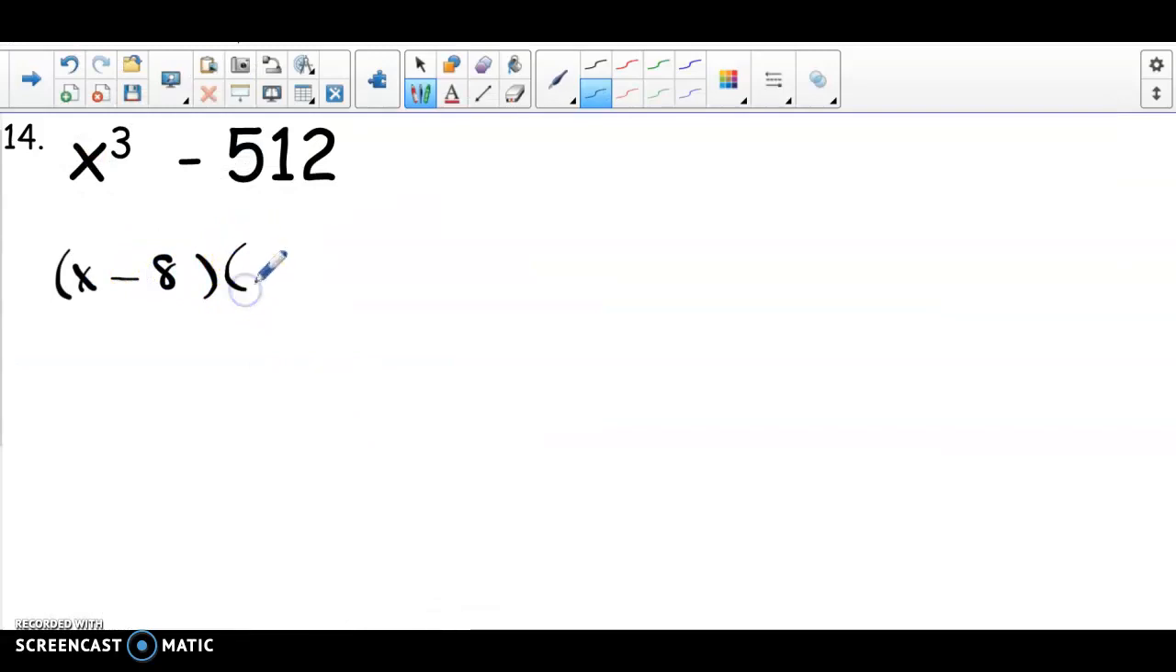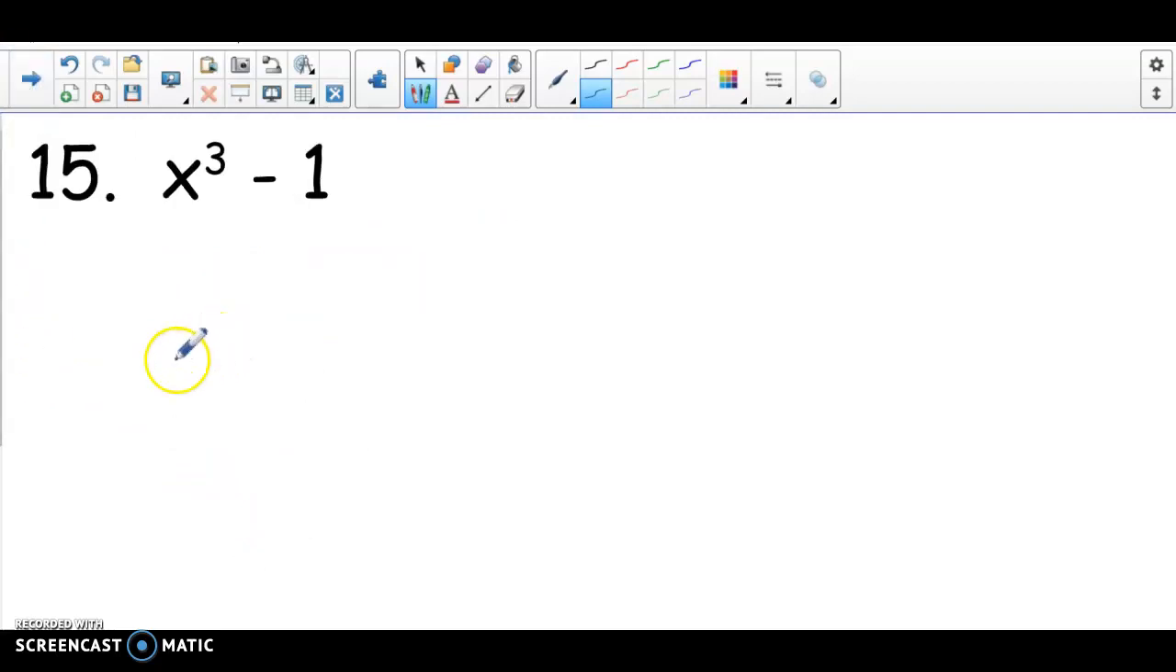In my second parentheses, I square the first term. I change the sign from what it was, and then the second sign's always plus. I square the second term, that goes at the end, and then I multiply what's in the parentheses together. So it's factored.